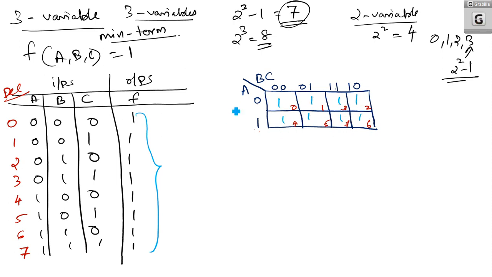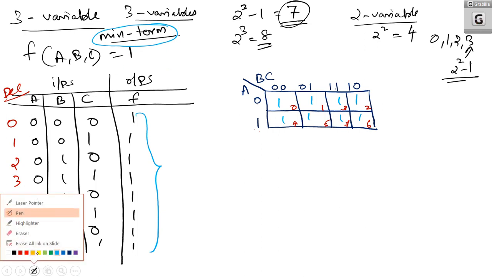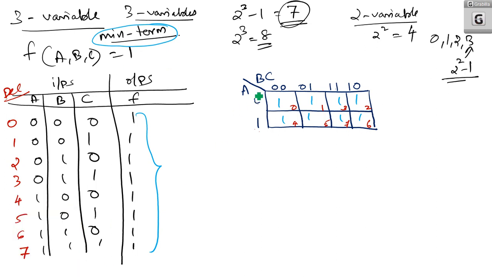Okay. Now if I need to derive the minterms, how can I do it? That is the next question. How to derive the minterms? So here I should write A bar, A. Here we have B bar C bar, B bar C, B C, B C bar.